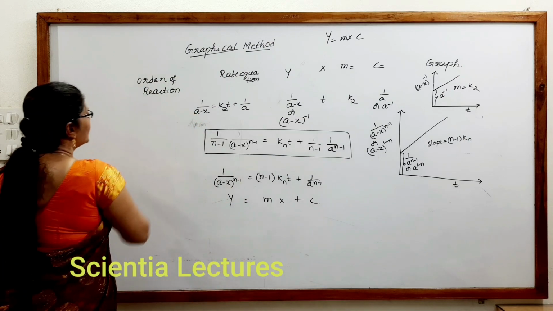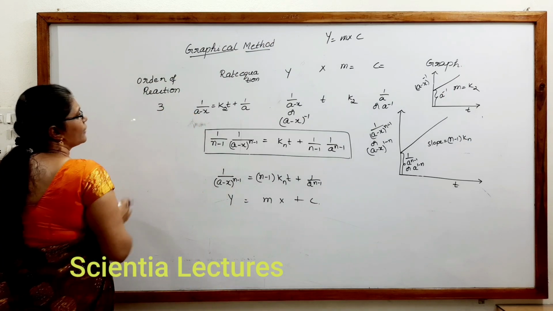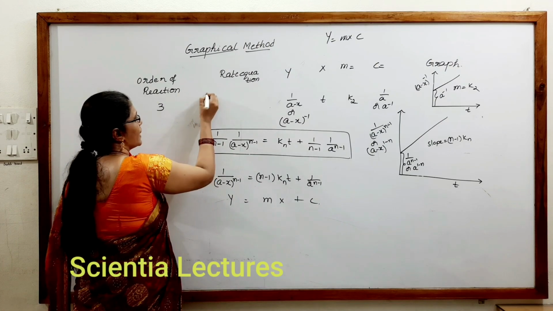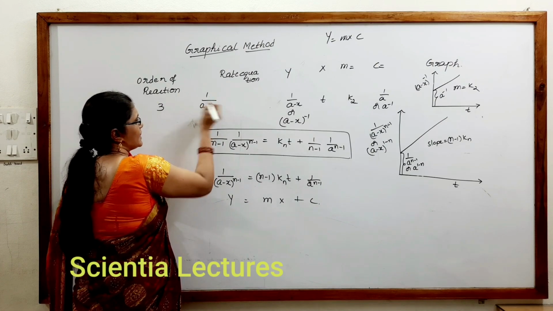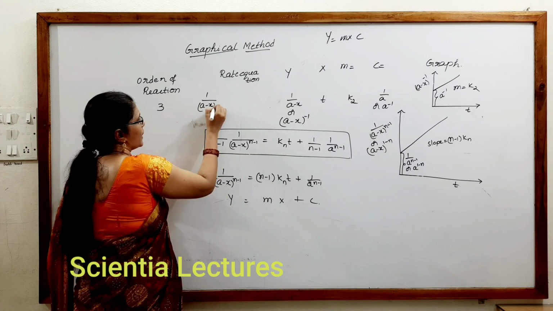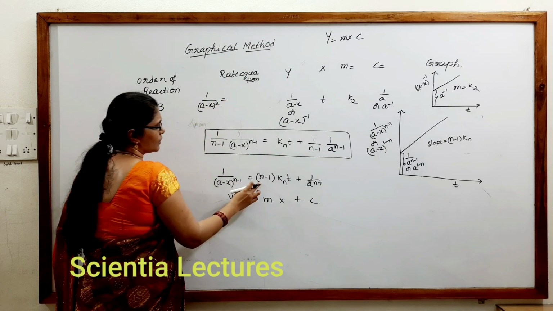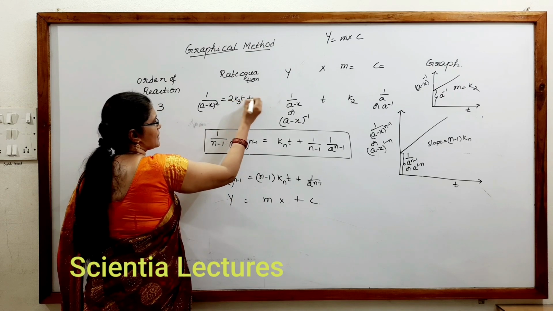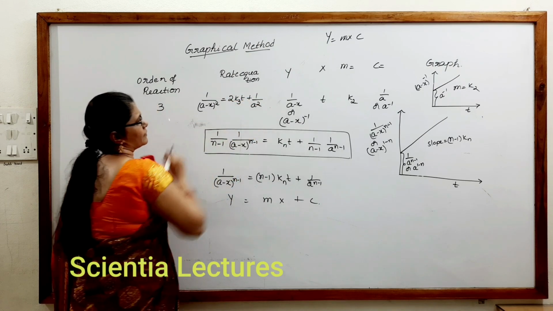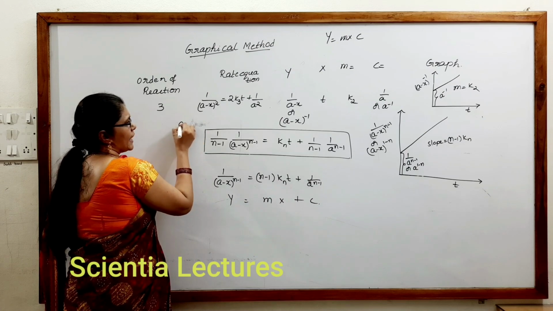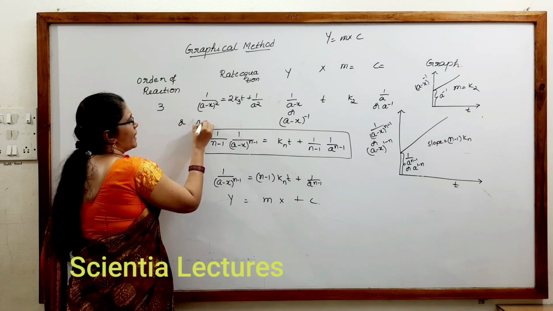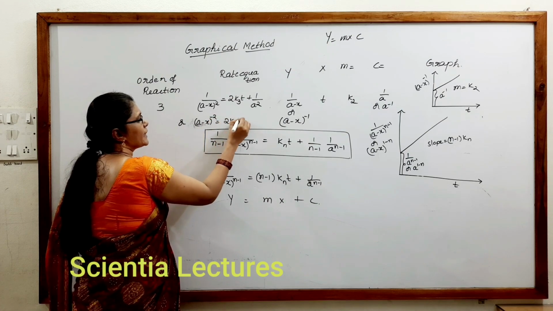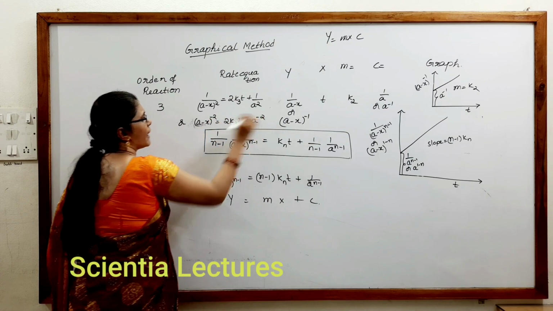If it is a third order reaction, what will we take for the third order reaction rate equation? This should be the rate equation, right? 1 by a minus x to the power of 3 minus 1, the whole square, is equal to 3 minus 1, that is 2, K3t plus 1 by a square. Or else this can be written as a minus x to the power of minus 2 is equal to 2k3t plus a power minus 2.